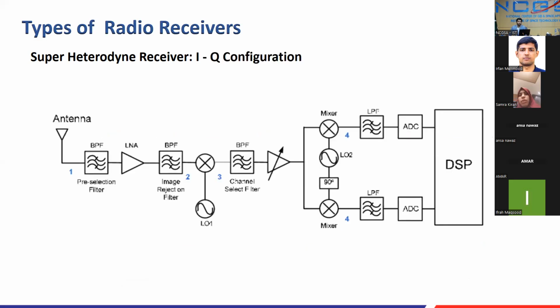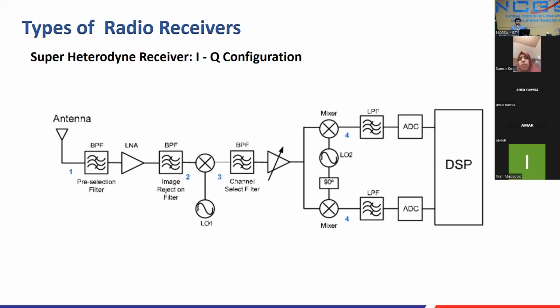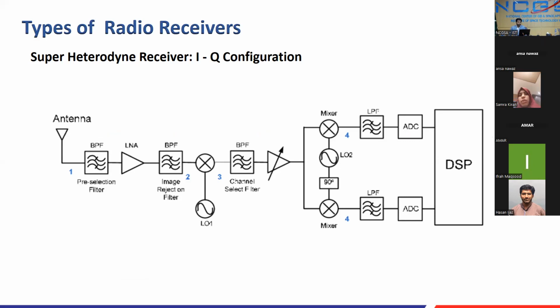Now there is another example of a receiver. This is also a heterodyne receiver, but with IQ implementation. We all know this from communication systems.